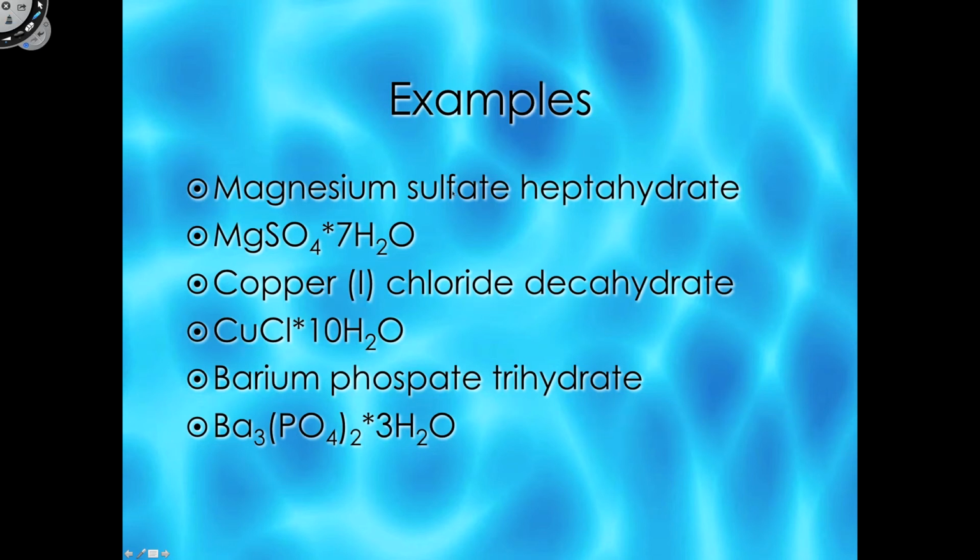Hydrates are pretty easy to identify and to write the formulas for. You can actually heat these and get rid of the water, and it becomes what's called anhydrates. Basically what that means is when you heat them, you're getting rid of all this, and what's left is just the salt. So if you take magnesium sulfate heptahydrate, which is basically Epsom salt, and you heat it, you dehydrate it, and you make it an anhydrate.